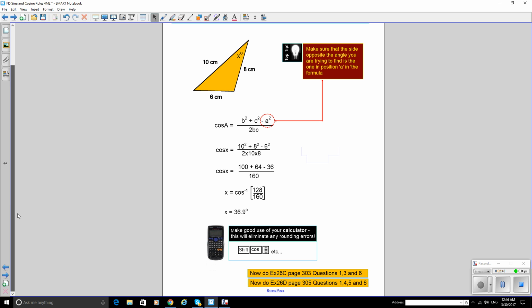There are a few questions for you to try. You can do exercise 26C, which has questions on finding the angle. And once you've done that, you should have a go at exercise 26D, which is a mixture of using the sine rule and using the cosine rule. This will be quite a challenging exercise for you to do because you have to decide which rule to use. So it gets much harder. You need to be working on this over the holidays.